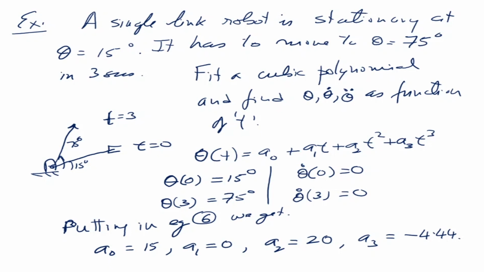Okay, now, what is the equation of the cubic polynomial? The equation of the cubic polynomial is given by theta t is equal to 15 plus 20t squared minus 4.44t cubed. Okay, so a1 is 0, so a1 is not here.